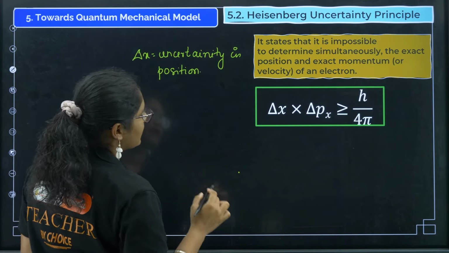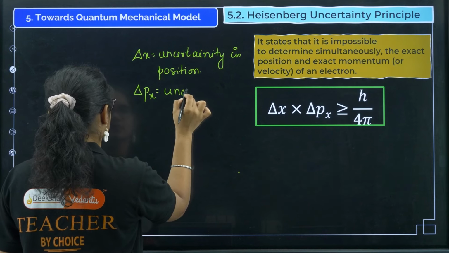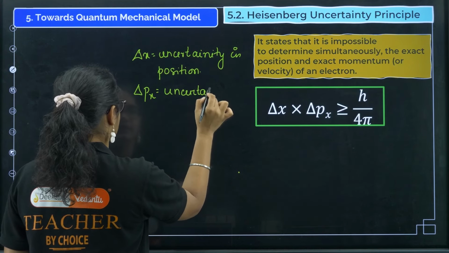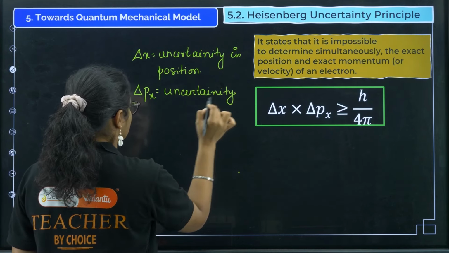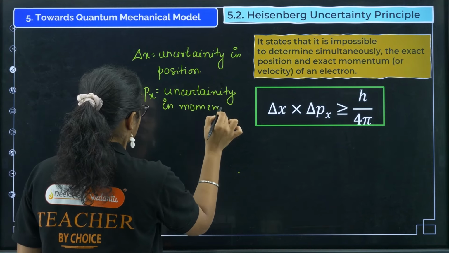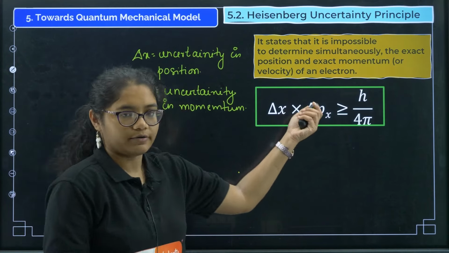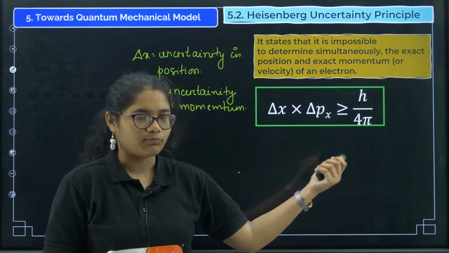Next we have delta px. Delta px is uncertainty in momentum. And h you know already, Planck's constant, and pi is 3.14.